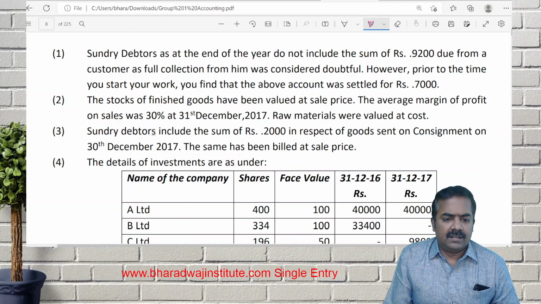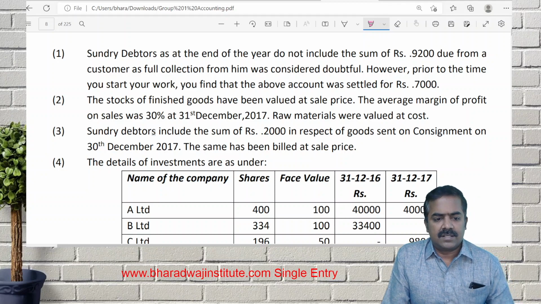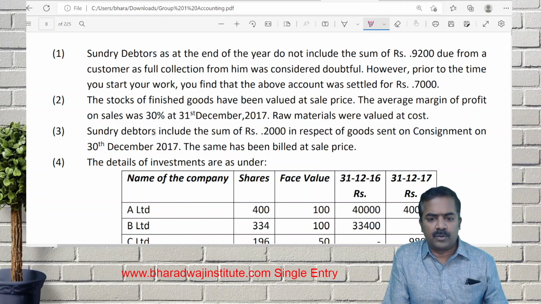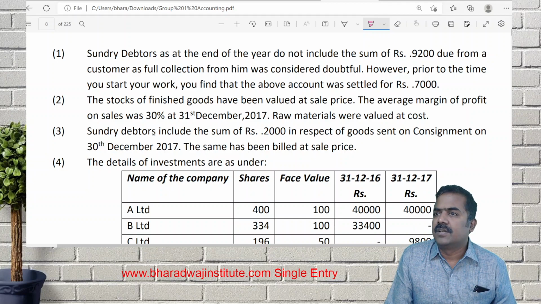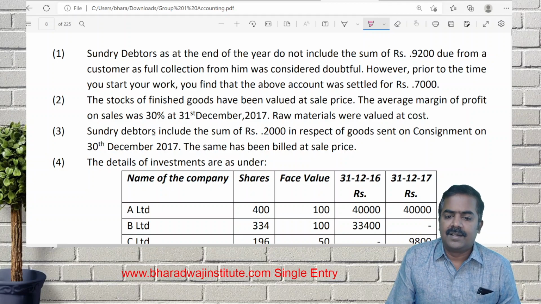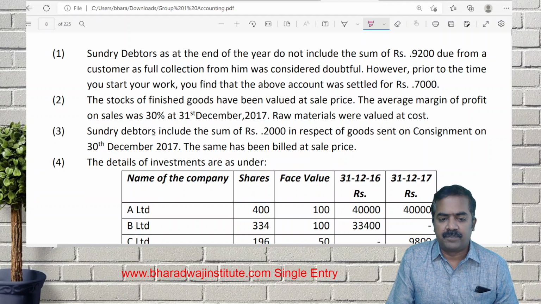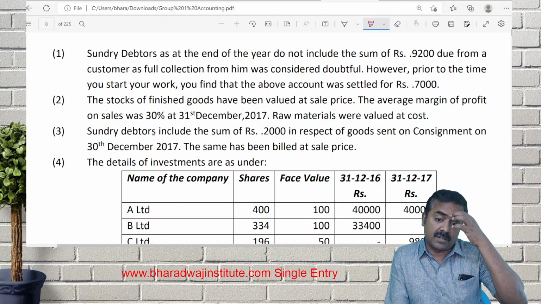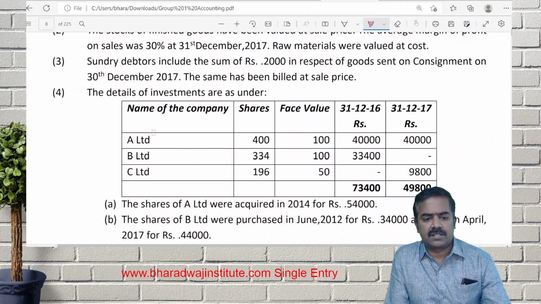Then, you find that the above account was settled at 7,000. Then, stock has been valued at selling price. Profit margin on sales is given as a percentage. On 31st December 2017, raw material is valued at cost.